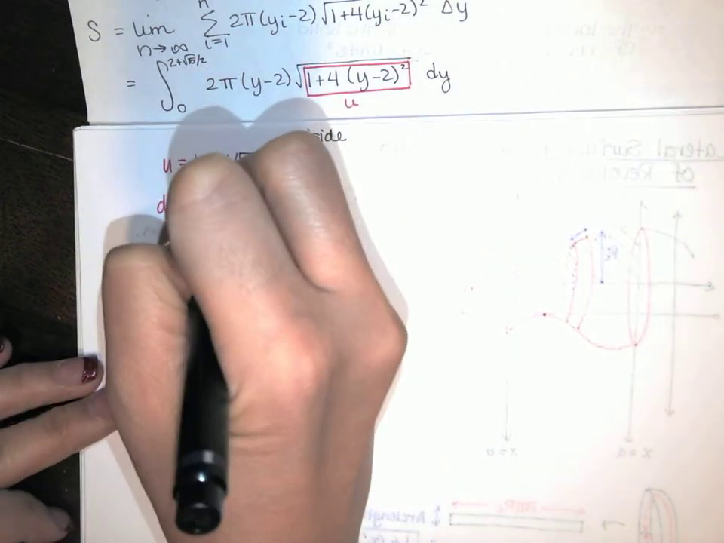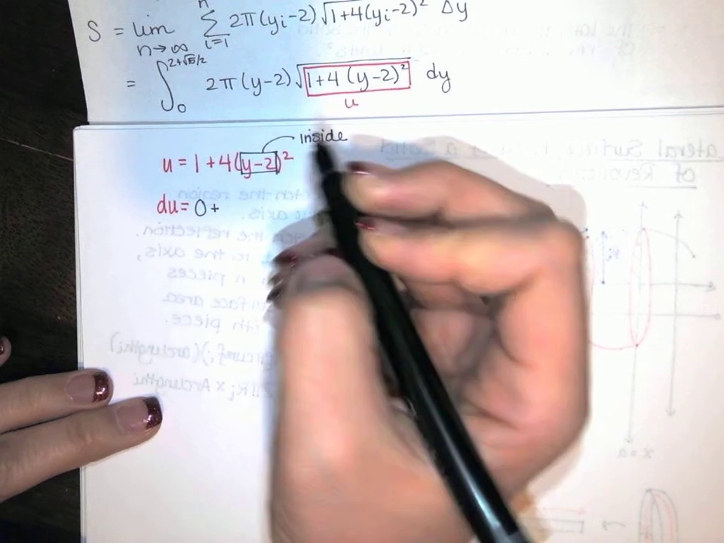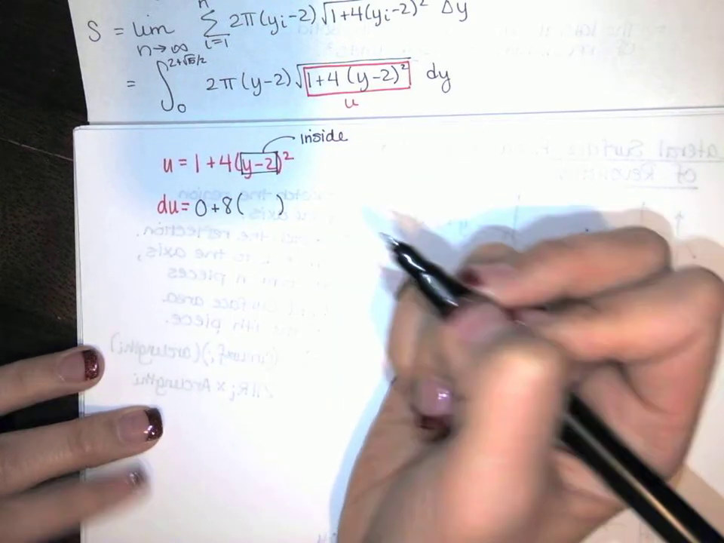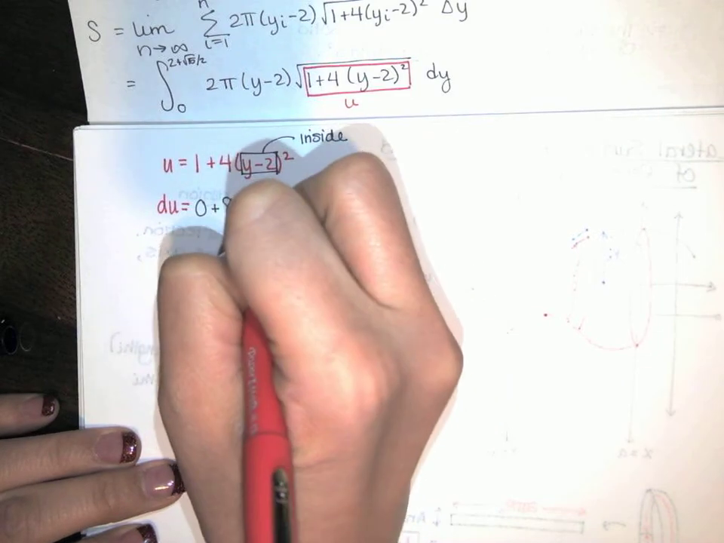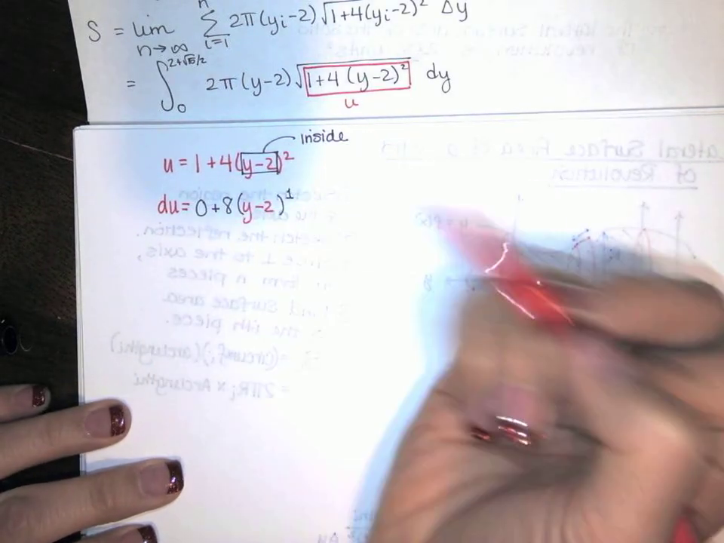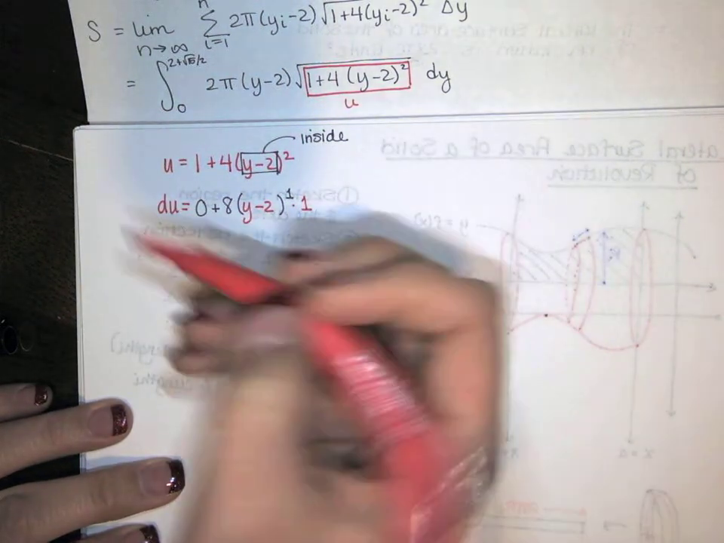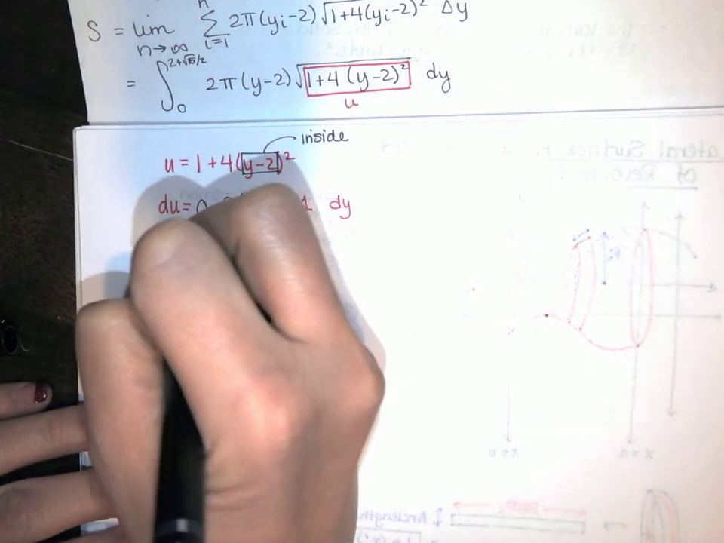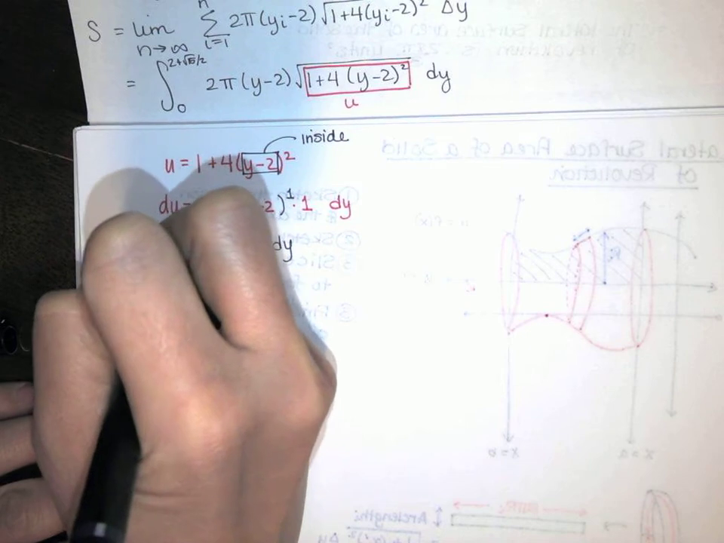Derivative of 1 is 0. The derivative of 4 times a function squared is 4 times the 2, so 8, times the inside function to the 1 less power. 2 minus 1 is 1. Substitute your inside function back in and multiply by the derivative of the inside, which is just 1, and then don't forget your dy. du is the derivative of this function times dy. So we've got 8 times the quantity y minus 2 dy equals du.